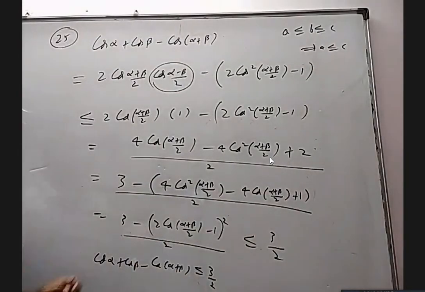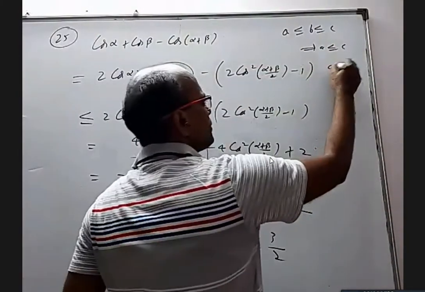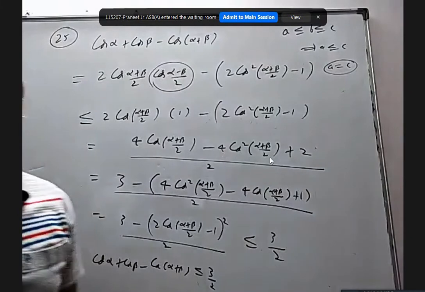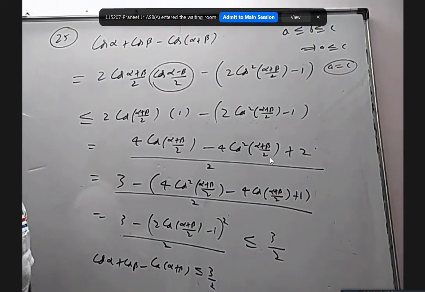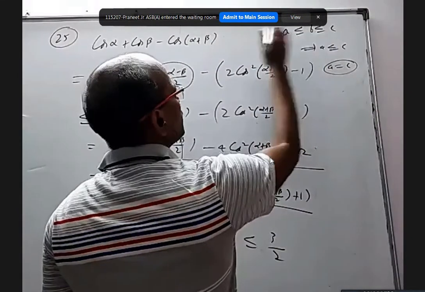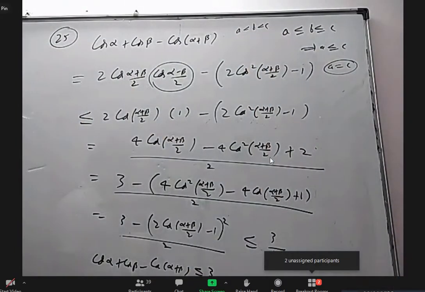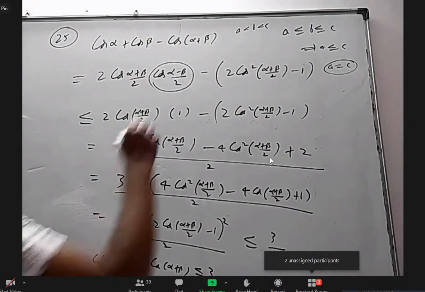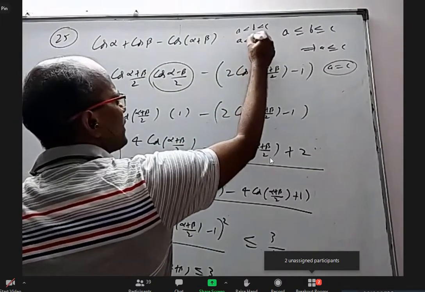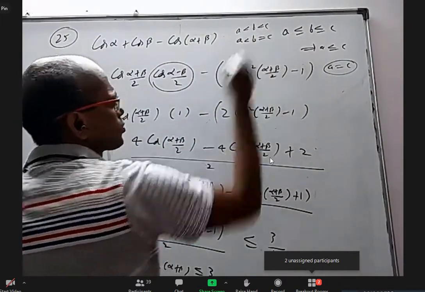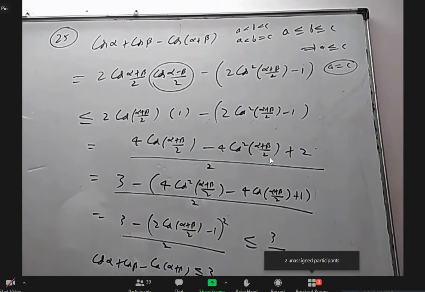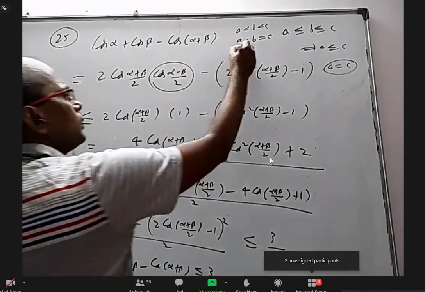But now, when will A and C be equal? When will that equality happen? Let us say A is less than B, B is less than C. Can I say A is equal to C? No, right? What if A is less than B but B is equal to C? Can I say A equals C? No, sir, we can't.